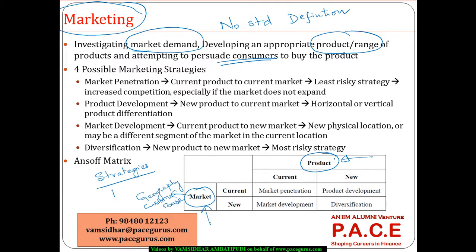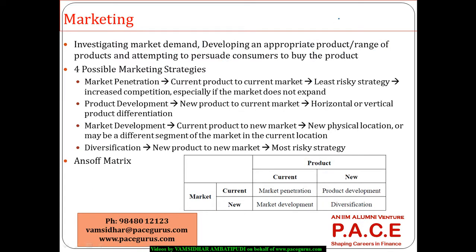Now this is where the four strategies come: existing product, existing market; existing product, new market; new product, existing market; new product, new market.